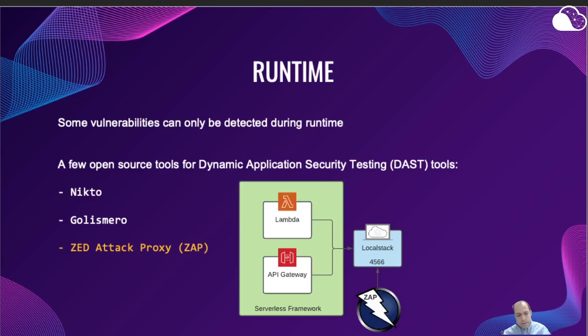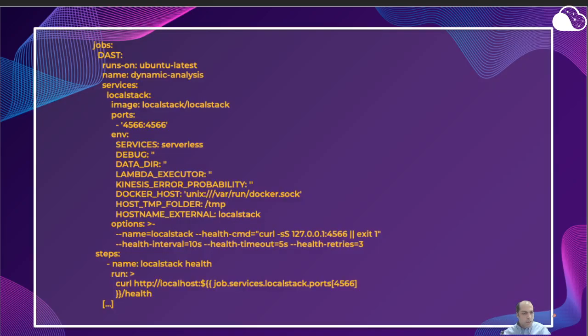So how does the GitHub action look? Basically, here we're also starting with Ubuntu latest. Here we have a container, the LocalStack container, that we use as a service, as a dependency of our action. And here we're basically enabling only the serverless services in LocalStack, which are API Gateway and Lambda primarily.